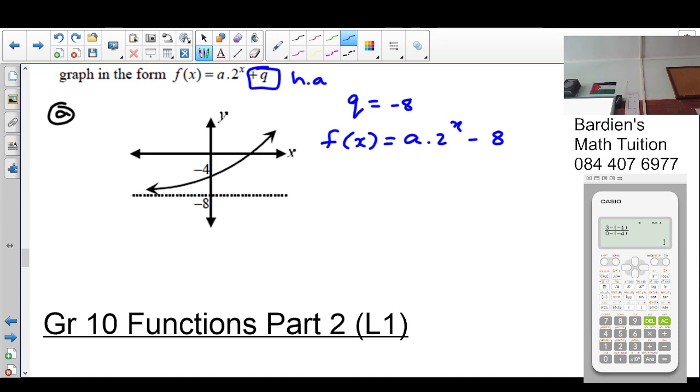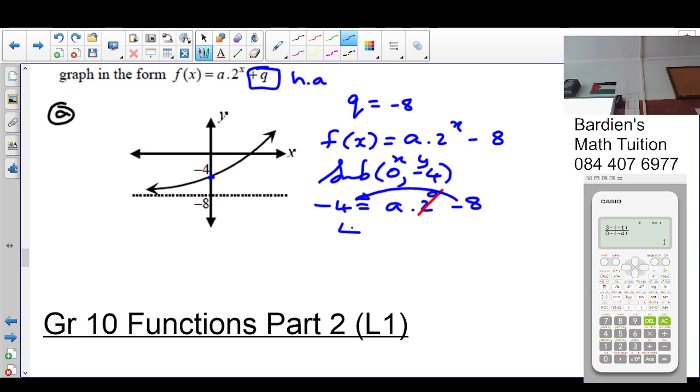It has one unknown, so I need 1 point on this curve, which I do have, which is 0 and negative 4. So substitute 0, negative 4, an x and a y. So negative 4 is equal to a times 2 to the 0 minus 8. Anything to the power 0 is 1. So negative 4 plus 8 is 4. So my equation, f of x, is now equal to 4 times 2 to the x.